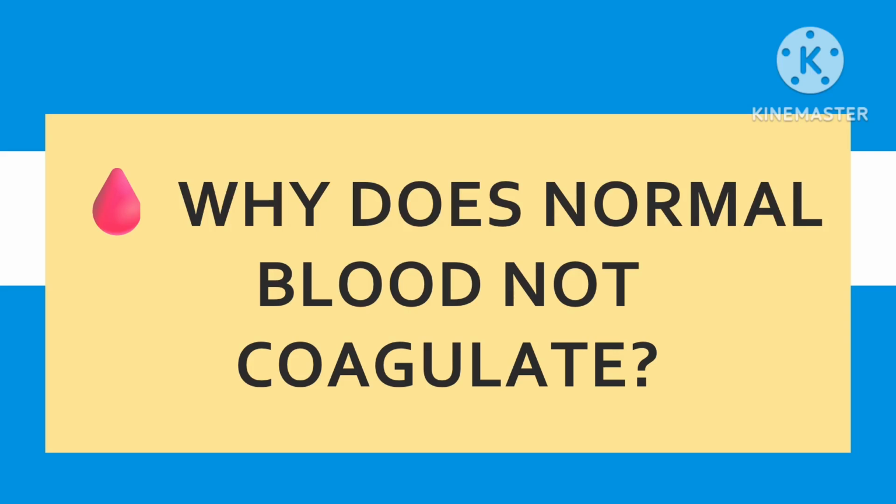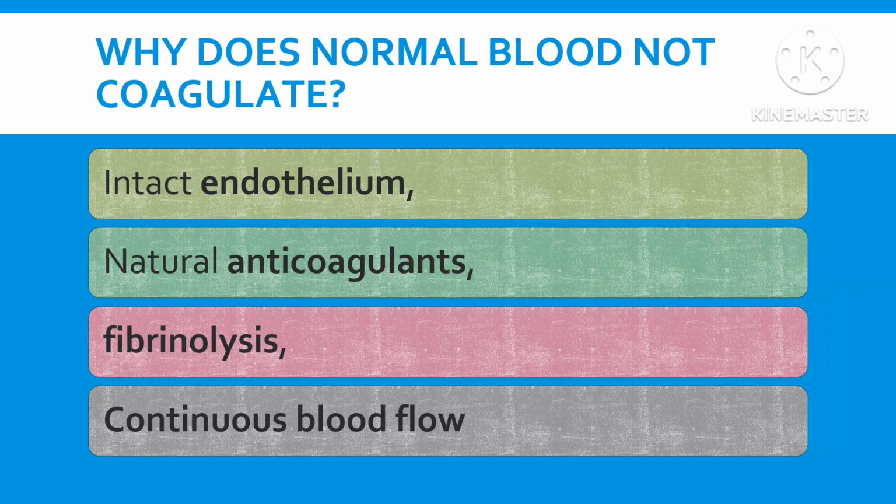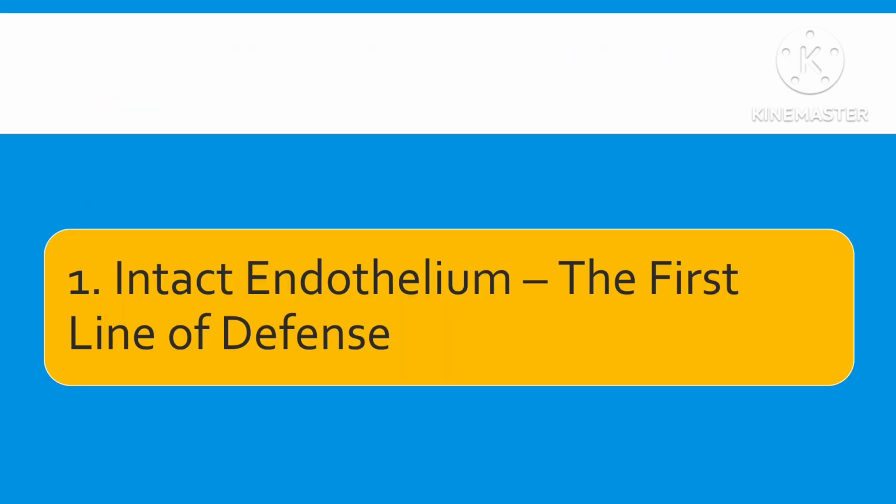Today we are going to discuss why normal blood does not coagulate. So without any delay, let's get started with the video. Normal blood remains in fluid state due to balance between anticoagulant mechanisms and the lack of activating stimuli. These factors can be classified into four main categories. The first is the intact endothelium. Second is the natural anticoagulants which are present in blood, fibrinolysis, and continuous blood flow. They all work together to prevent clotting unless it is needed.